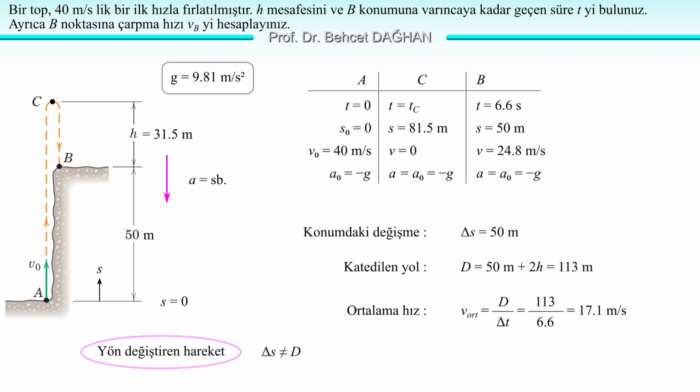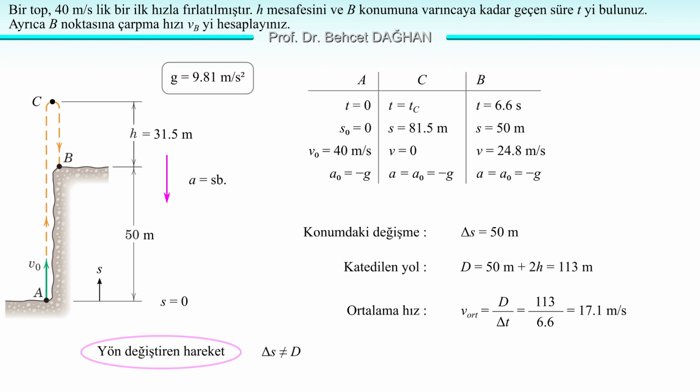Now, it wasn't asked in the problem, but I still want to find it. Change in position, distance traveled, average speed. We said this motion is a motion that changes direction. Therefore, the change in position isn't equal to the distance traveled. So, what is the change in position? Position A is the initial position. Position B is the final position. The difference is 50 meter.